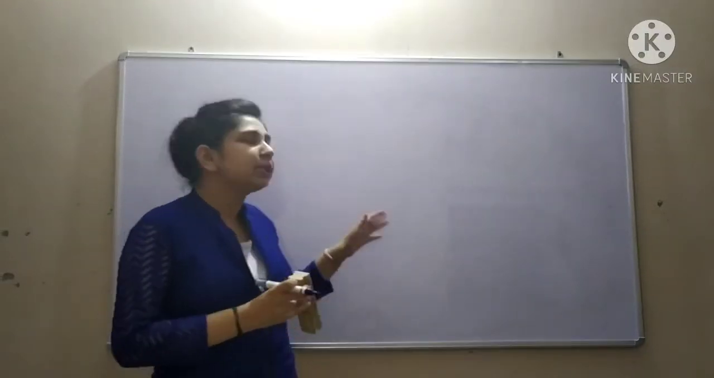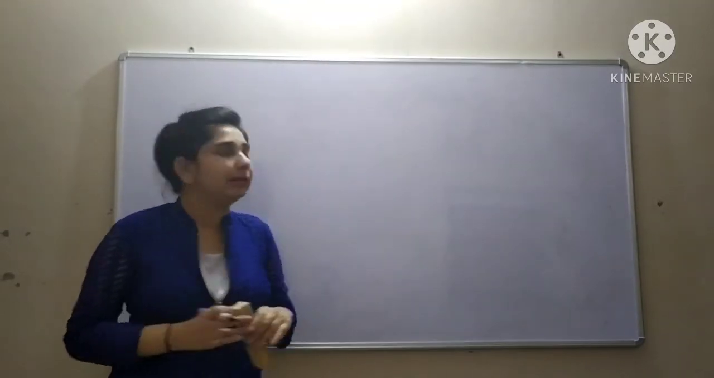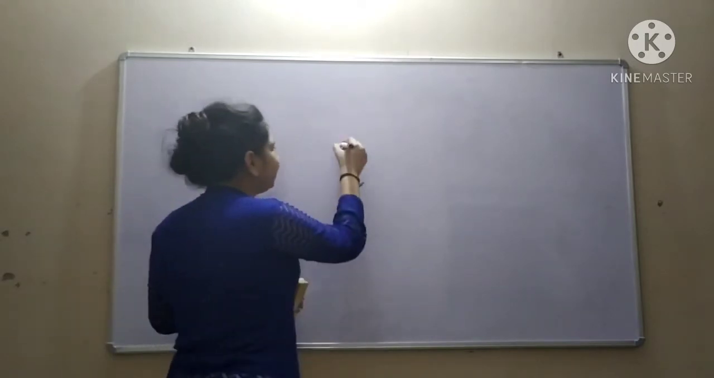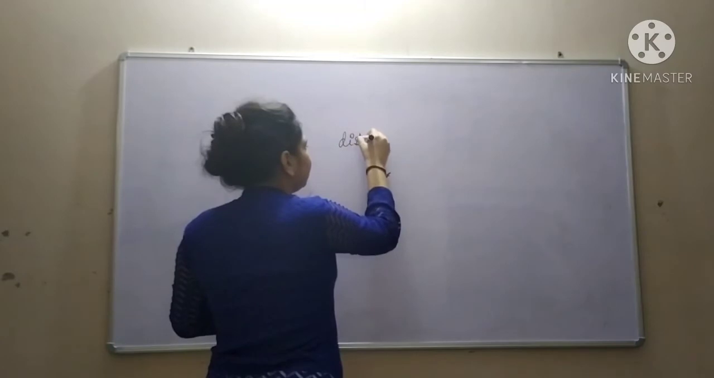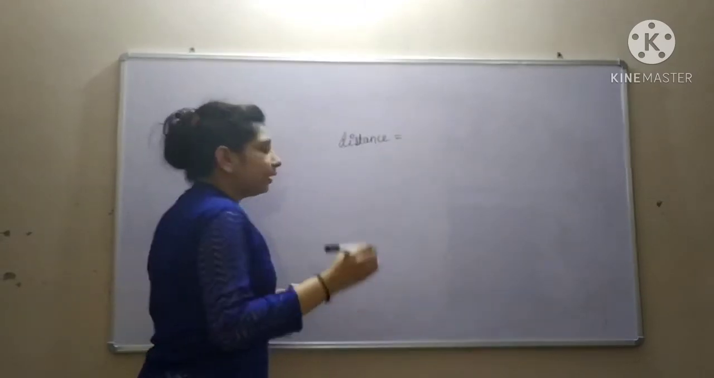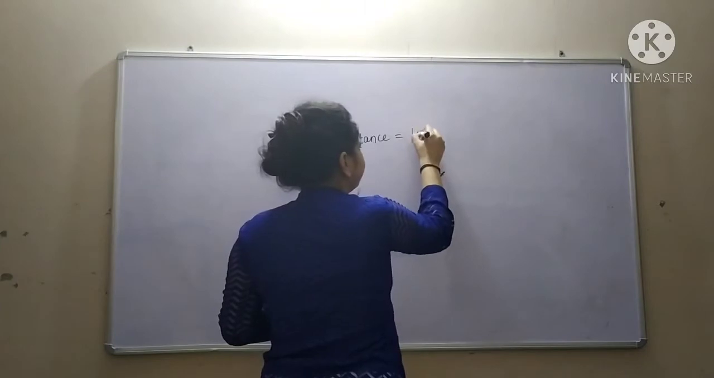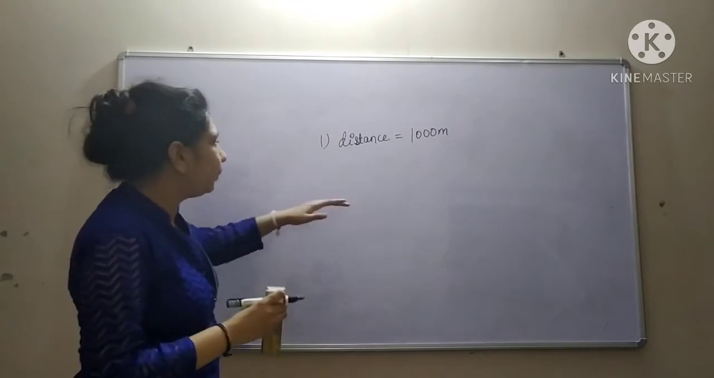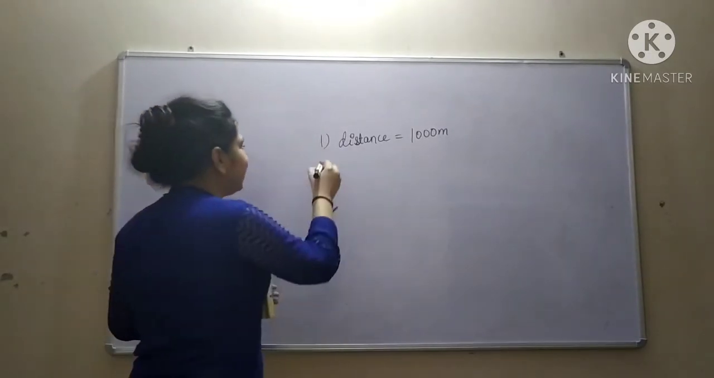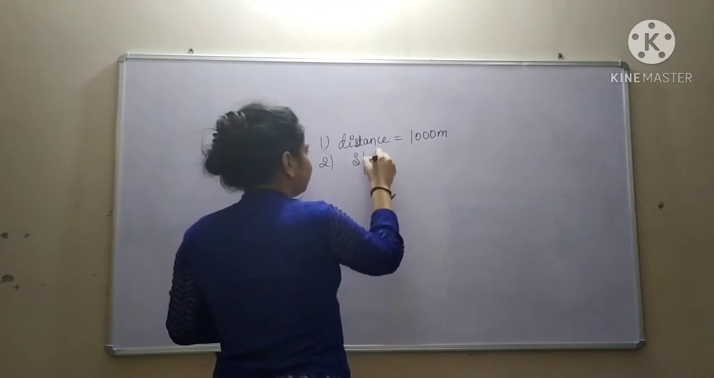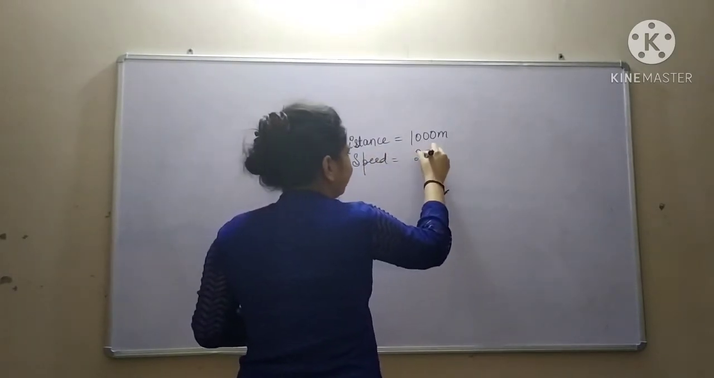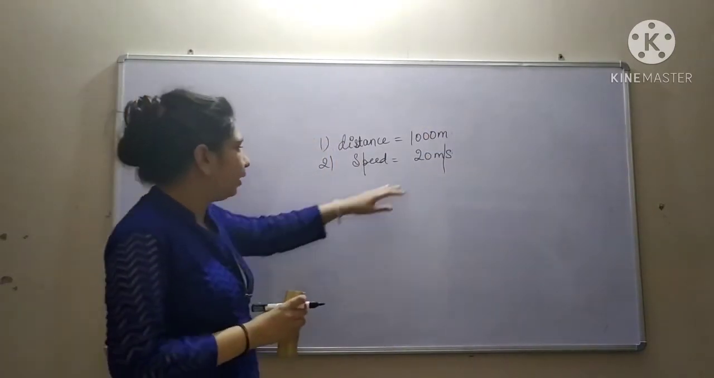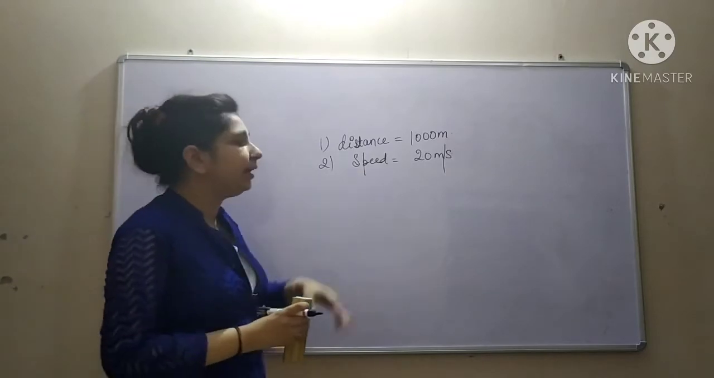Now we are going to discuss one example of go back n. So what is our question? The question is, we are given a distance of around 1000 meter. So the first parameter given to us is distance. Second, the speed given is 20 meter per second.